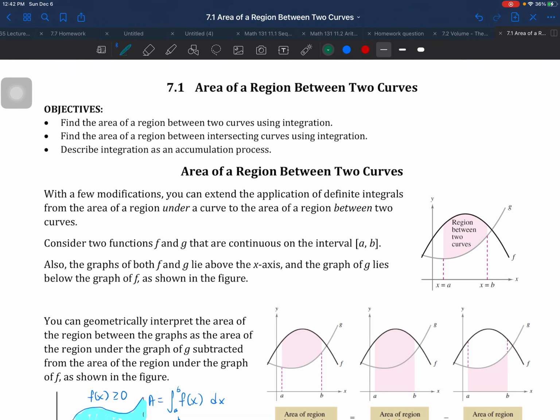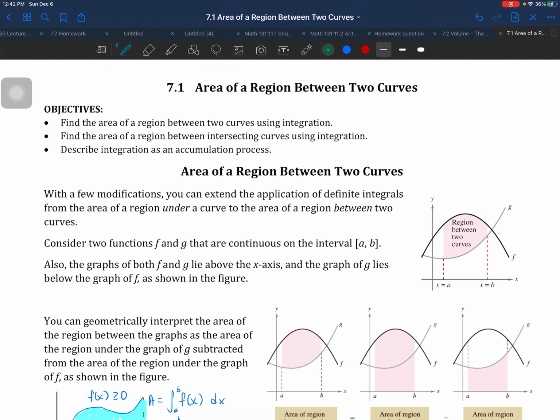So the objectives are to bring back the concept of the area of the region, but then extend it to a different case. This will allow us to actually find the area between two curves, and we can use this as a tool to open more possibilities of specific areas that we want to find.